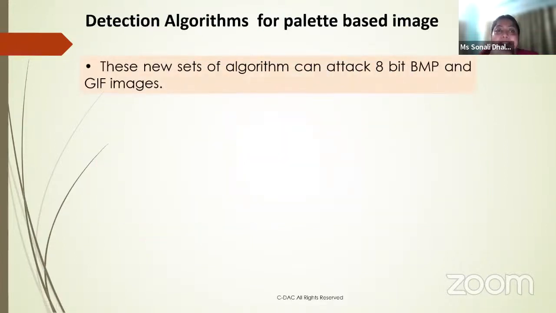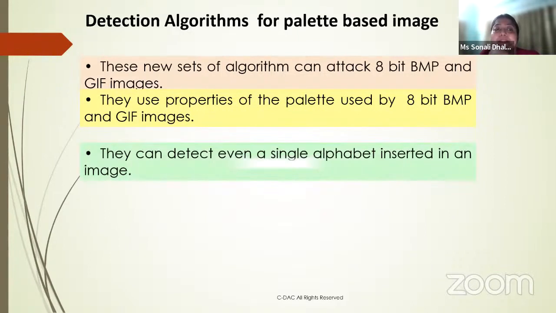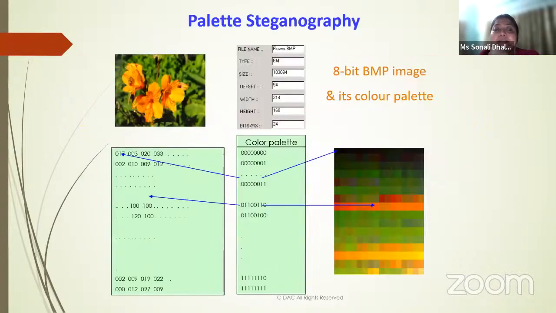For palette-based images, there is a new set of algorithms. This can be done for 8-bit images, GIF images, etc. They use properties of the palette used by 8-bit BMP and GIF images. They can detect even a single alphabet inserted in the image.